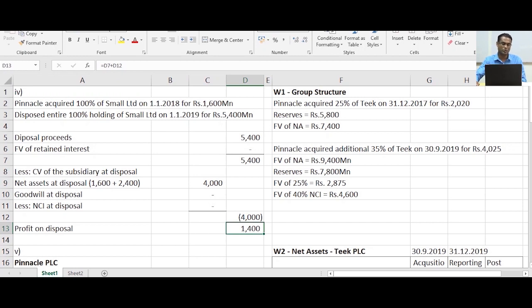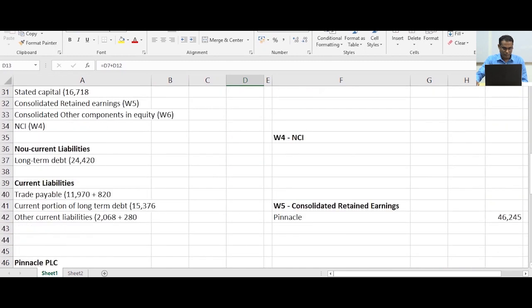What you can do is you can show that as a separate line item if you require, or else this figure can be included into the other income. So I am not going to keep a separate line here because I am going to include this under the other income. Okay, right.